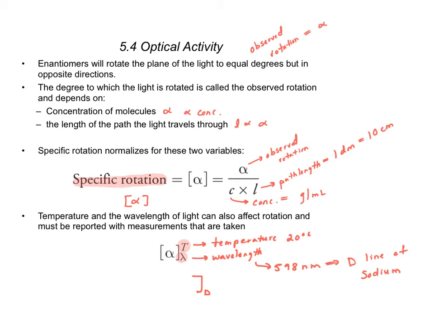Okay, so observed rotation is what we actually measure. We can now convert that to specific rotation if we know concentration and path length. And again, these other two are just experimental variables: the temperature at which you're measuring, and the wavelength of the light for the light source of the polarimeter.